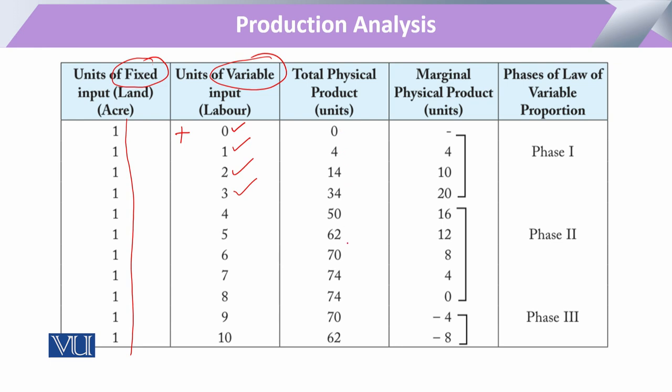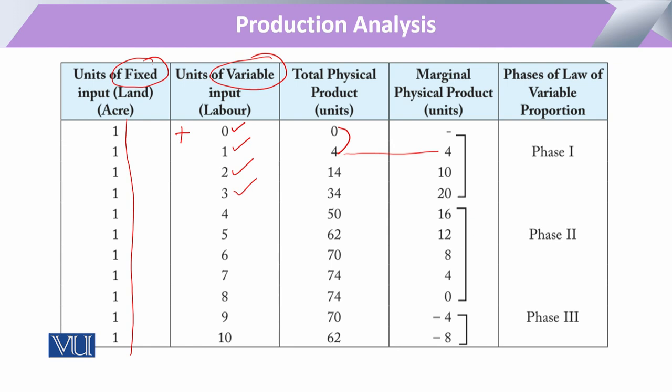Now we are going to decide what the marginal physical productivity is, that will be decided with the change in this total product. So for this change in the total product, 4 for 1, marginal physical productivity is 4 respectively. And keeping in view this marginal physical product, what are we going to decide? We see that marginal physical productivity is going to increase. And after this 20, it is going to decrease.